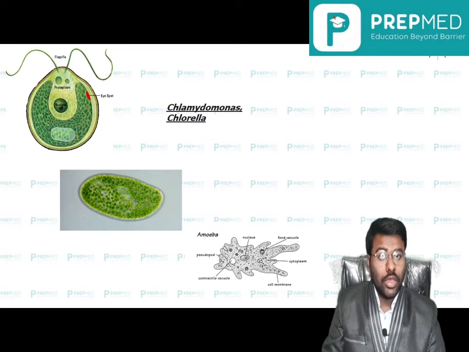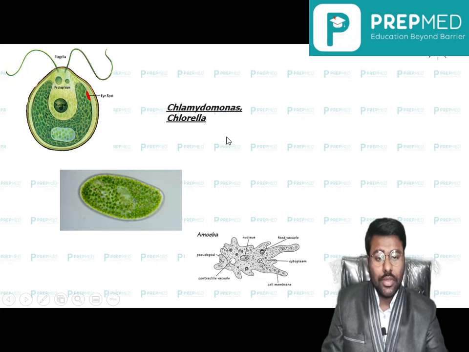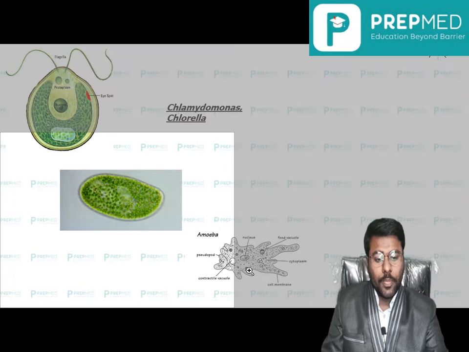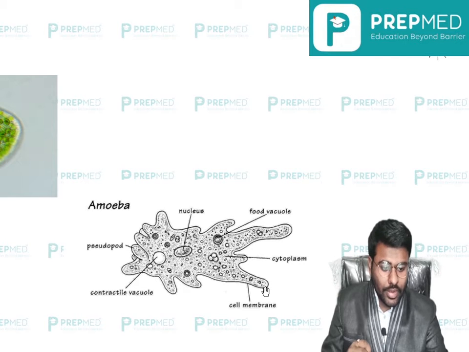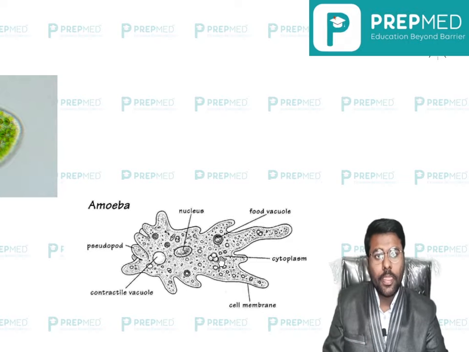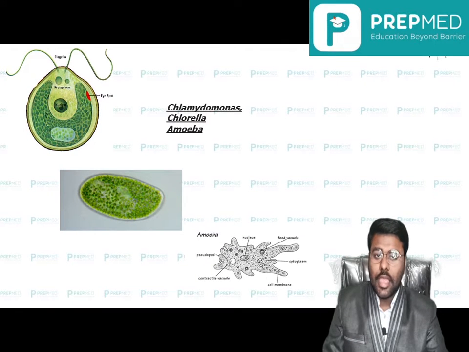And now coming to the most important feature of this year, the amoeba. Now coming to the important points of the amoeba, these projections are called the pseudopodia. This is the nucleus, and this is the contractile vacuole. You can clearly notice there is a cell membrane. This is the food vacuole and the rest part is called cytoplasm. So this is the amoeba.